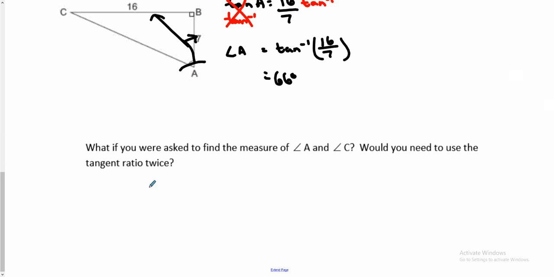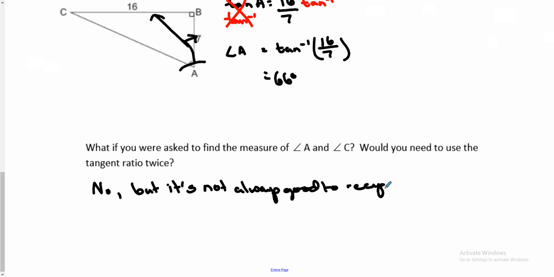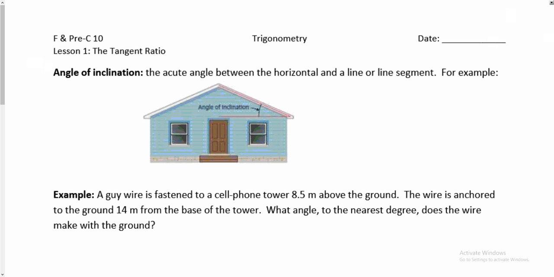What if you were asked to find the measure of angle A and angle C? Would you need to use the tangent ratio twice? No, but it's not always good to recycle math, because what if you did it wrong? Remember that all triangles equal 180 degrees, which is why we could do that, because we could just subtract values using that.